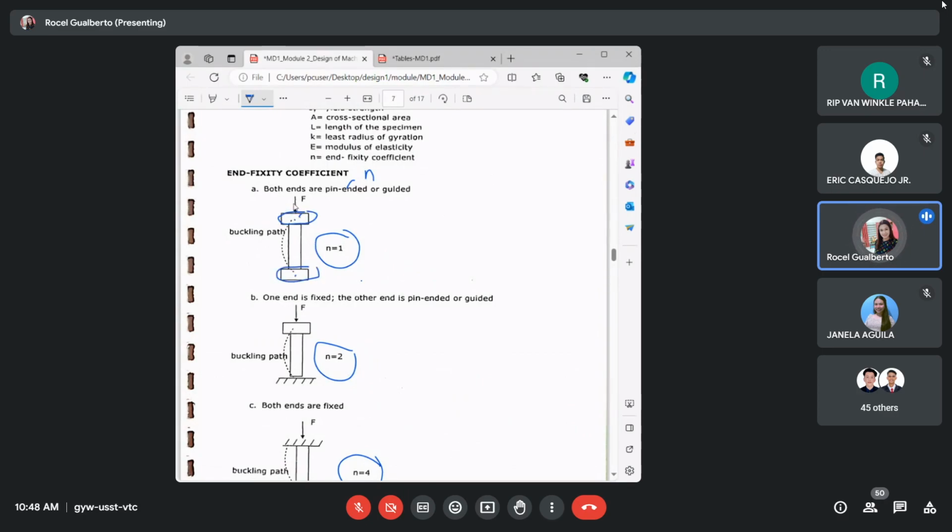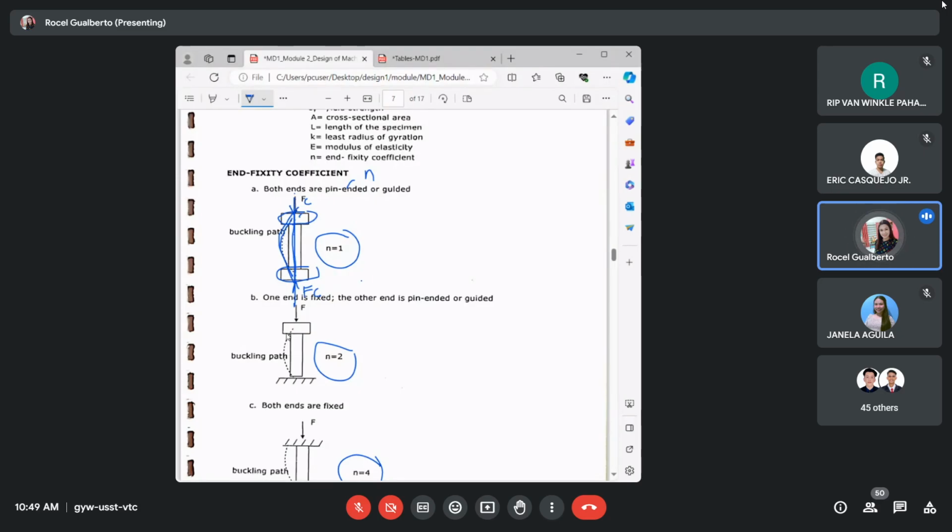Okay? So, initially po, you look at your member, it is initially vertical. Okay? So, tuwid po na ganyan yung axis niya. Okay? But then, due to the compressive load that you applied, ano po nangyari? Nagkaroon po ng buckling. Okay? Ari na po siya ngayon na nakabend na po. Okay? So, yan po yung ibig sabihin ng buckling path.